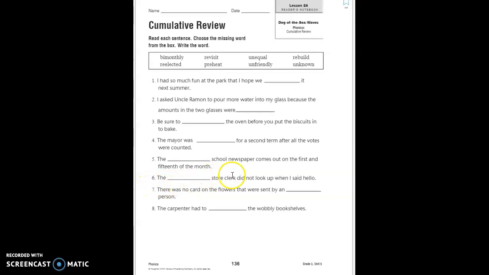Okay, number 6. The blank store clerk did not look up when I said hello. That isn't a very good response, is it? Let's take a look. How would this store clerk be acting? Bi-monthly, re-elected, revisit, preheat, unequal, unfriendly, rebuild, unknown. And number 7, there was no card on the flowers that were sent by an blank person. Okay, if there was no card on the flowers, how would we know who sent them? Sent by an blank person. Let's take a look.